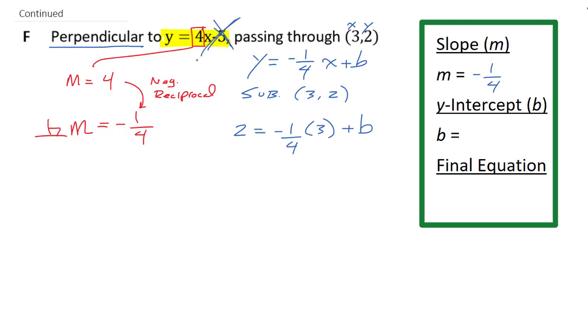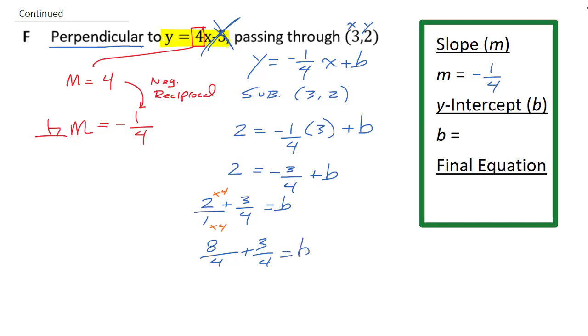Not that negative 5. Okay, so 3 times negative 1/4 is negative 3/4. Okay, we got a fraction, no big deal. Let's add it to the other side. There we go. And we need a common denominator. Well, that's 2 over 1, right? So why don't I just times it by 4, times the numerator by 4, and we're going to get 8 over 4 plus 3 over 4, and our b is 11/4, 11 over 4.